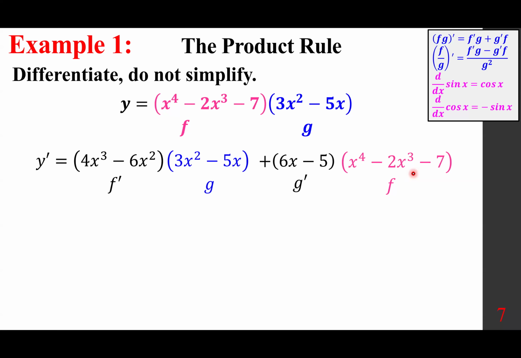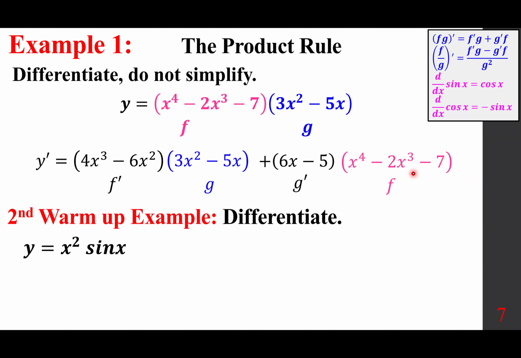So this was a warm-up example. Let's do another warm-up example. We noticed that the function y is x squared times sine x. I put a raised dot to emphasize it's a product of x squared, which I'm going to call f, and sine x, which I'm going to call the g function. And so I would do that. Then I would write this formula again next to it and just follow that.